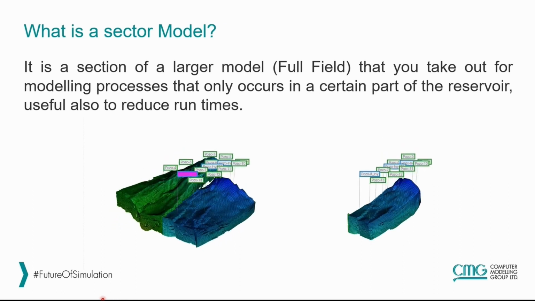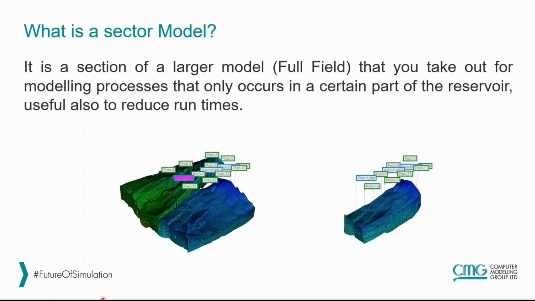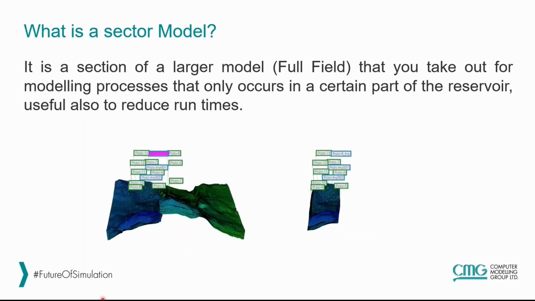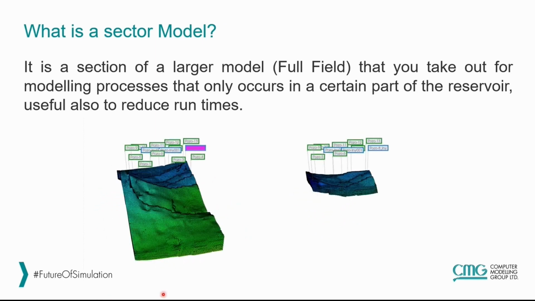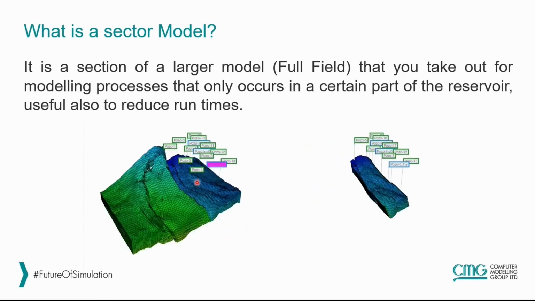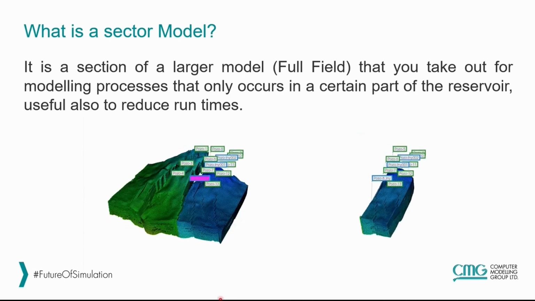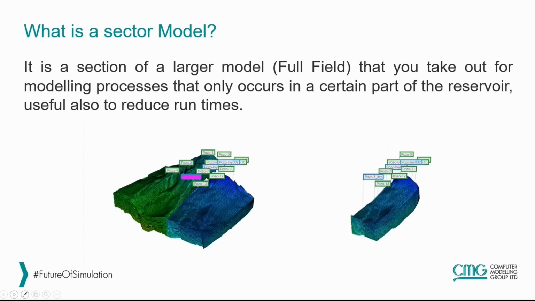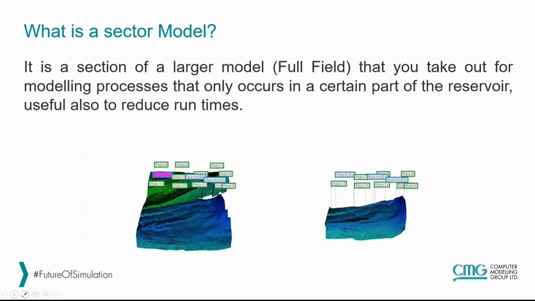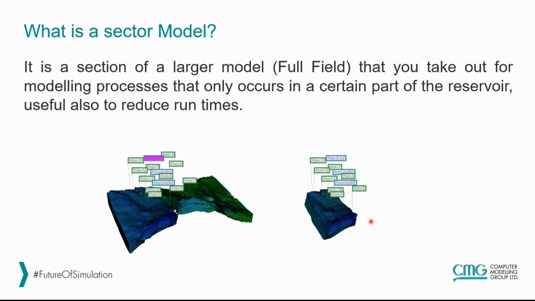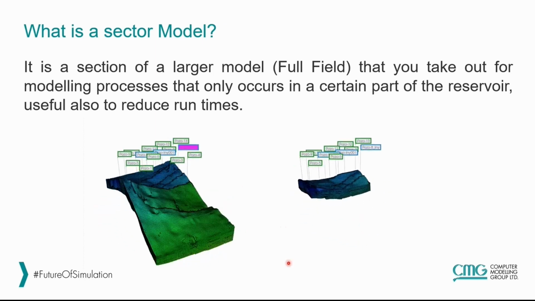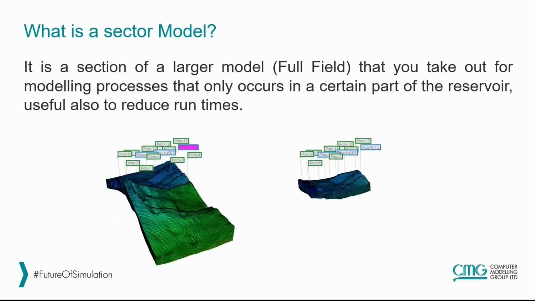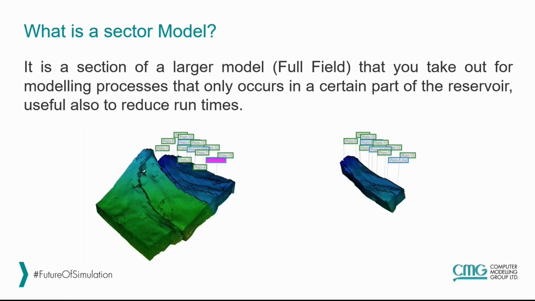There are some processes that occur in a local area. For example, let's say that we want to evaluate a pilot of alkaline surfactant and polymer injection that is happening in one of the wells, so the process is very local. So there is no need to run the full field model that is going to take longer. It will be very beneficial if we can take out a part of the reservoir, like this one we have on the right-hand side, and run it. So the run times in the reduced run will be lower than the full field model.